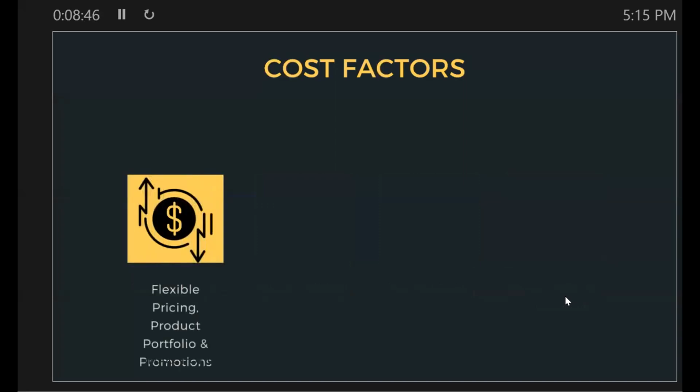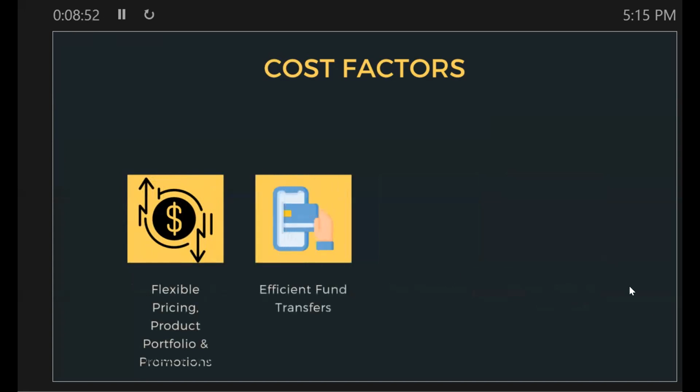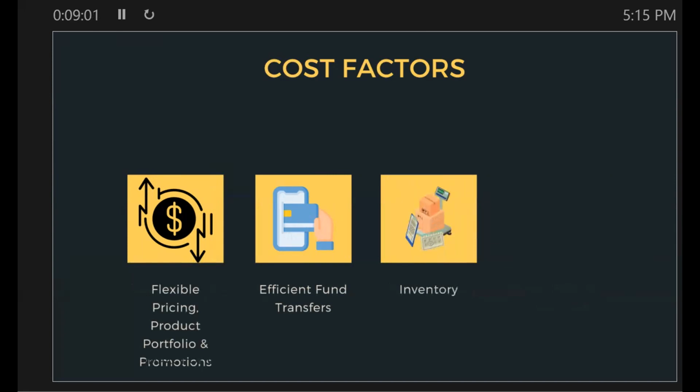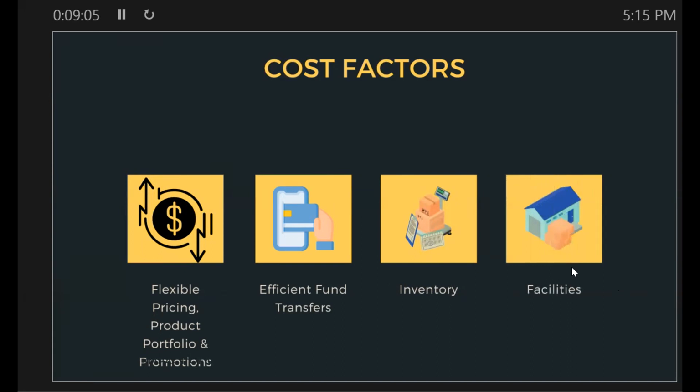Next is flexible pricing. So the network can effectively conduct promotions quickly and inexpensively. Efficient fund transfer, wherein customers will appreciate flexible payment terms such as online transfers or bank transfers. Inventory is the capacity of the firm to make customers wait if inventories are low. And lastly, facilities, the number and location of facilities that will be associated with the operating cost and overall revenue of the firm.